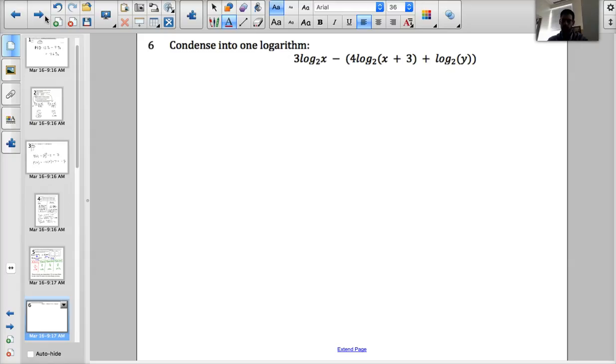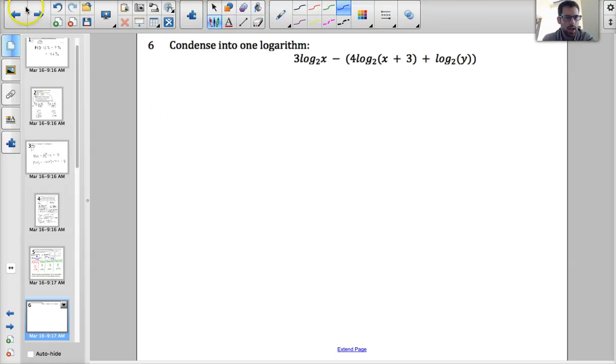Continuing along. Number 6, it says condense into one logarithm. I'm just going to keep it rolling. First of all, anytime I see a number in front like this, I know it can become an exponent. So I'm going to do that.